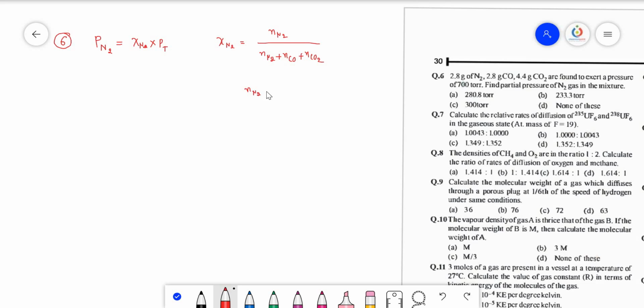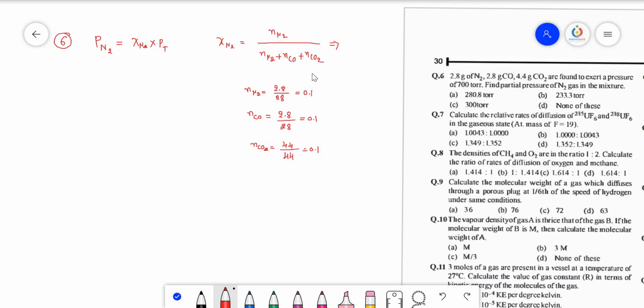Number of moles of nitrogen is equal to weight of nitrogen divided by molecular mass. Given weight of the nitrogen is 2.8 grams and its molecular mass is 28, so it is equal to 0.1 mole. Similarly, number of moles of carbon monoxide equals given mass divided by molecular mass. Given mass of carbon monoxide is 2.8 grams and molecular mass again 28, that is equal to 0.1. Number of moles of carbon dioxide is given mass 4.4 grams divided by its molecular mass 44, that is equal to 0.1.